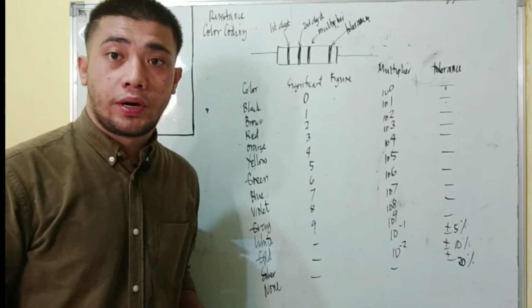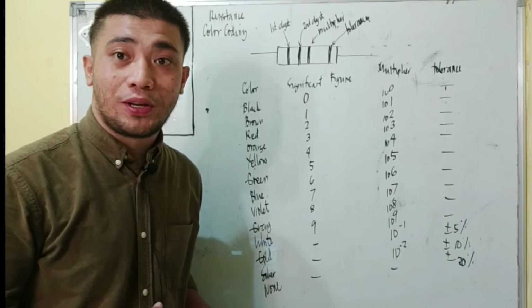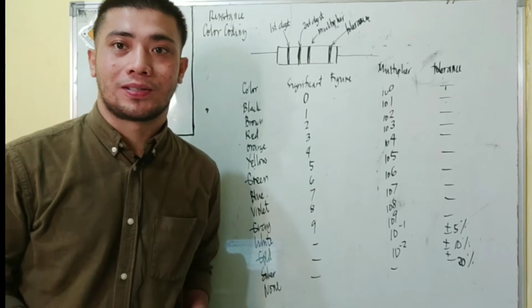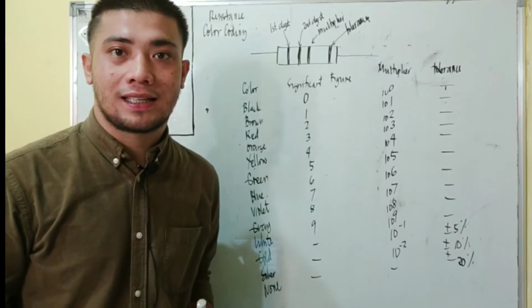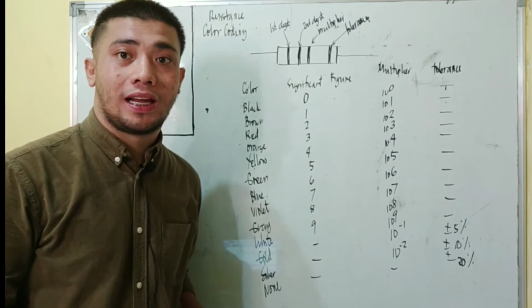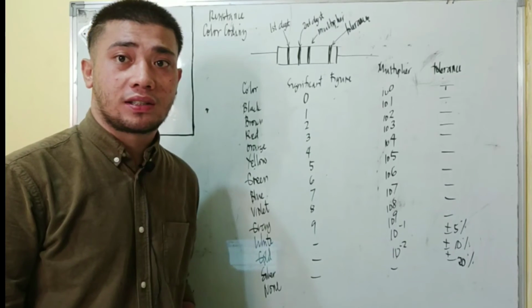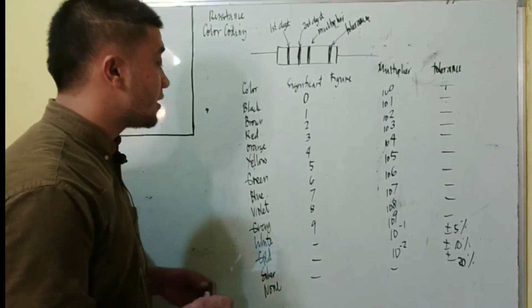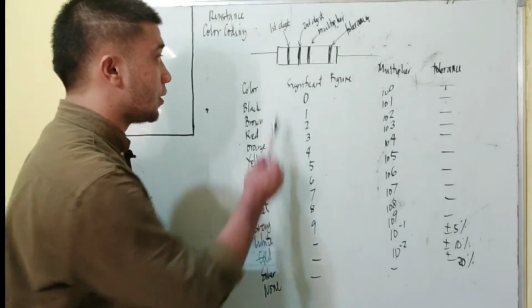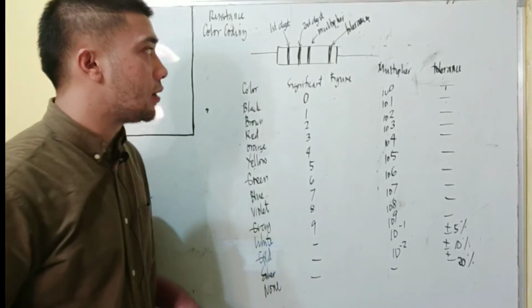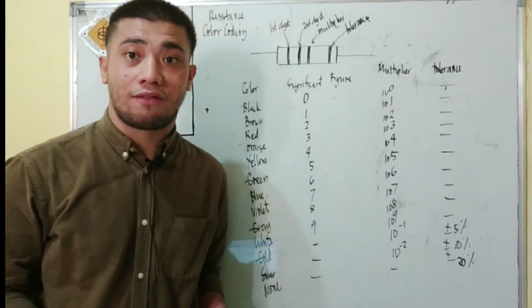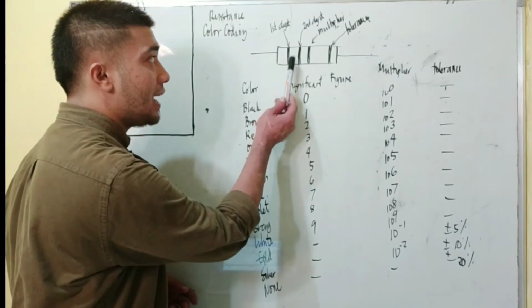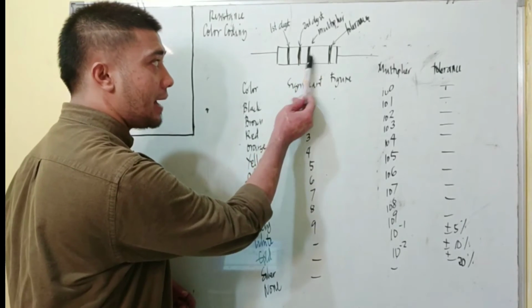So this time, I'm going to introduce to you how we're going to name a resistor through its colors. That is called the resistor color coding. I'm going to give you a mnemonic on how you can memorize it easier. We have here an example of a resistor. We have several color bands: the first band, the second band, the third band, and the fourth band.